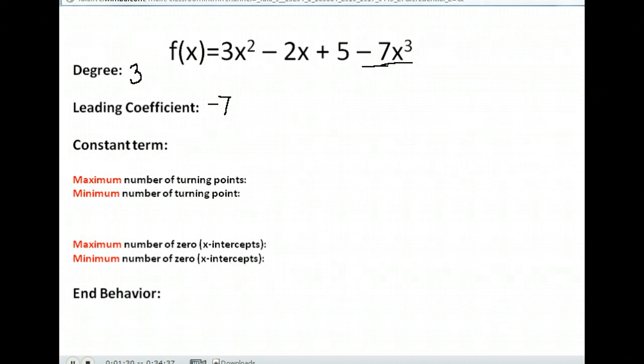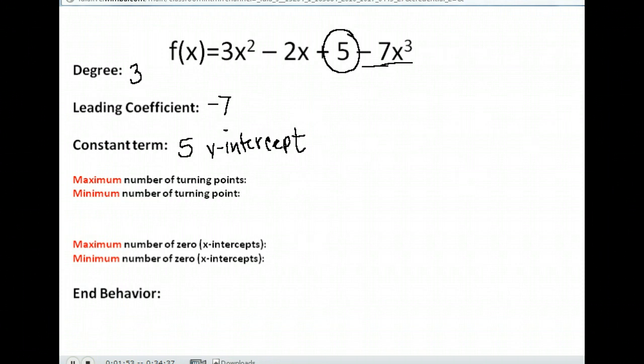The constant term is the term that doesn't have a variable with it. So that would be our 5 here. And the super cool thing about the constant term is that that's your y-intercept. Okay, now notice this is a polynomial written out. Nothing is factored. It's just completely written out. All right?